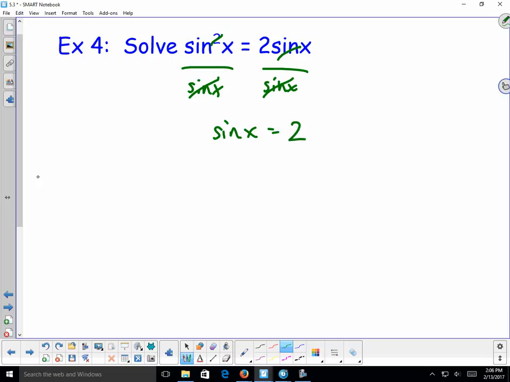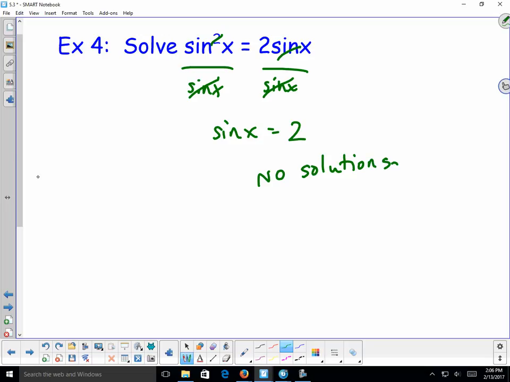Where on our unit circle is the sine equal to 2? Why not, Charles? All right, sine's biggest value is 1, smallest value is what? Negative 1. So sine value never gets to 2. So right now, this is no solution. But guess what? This equation does have a solution.